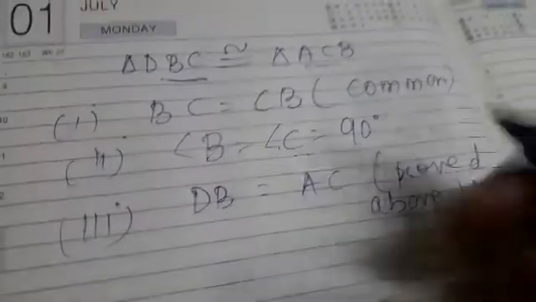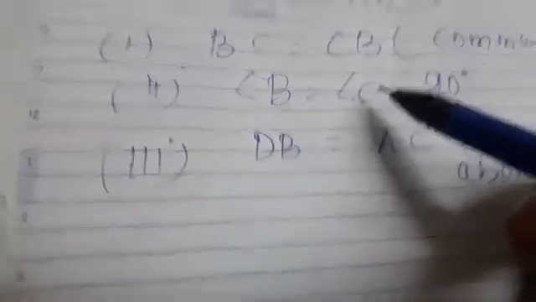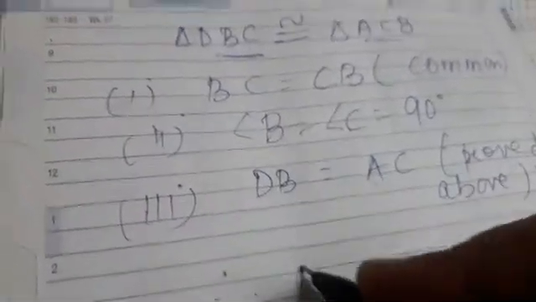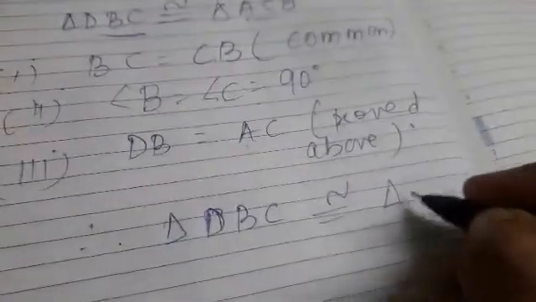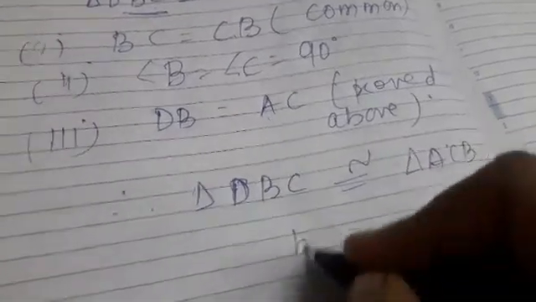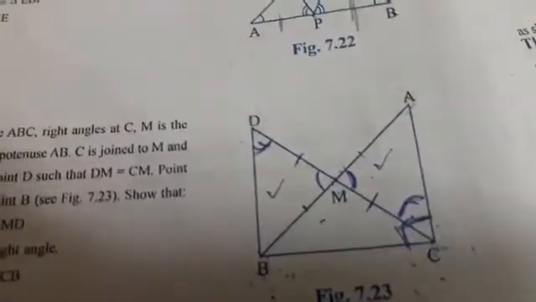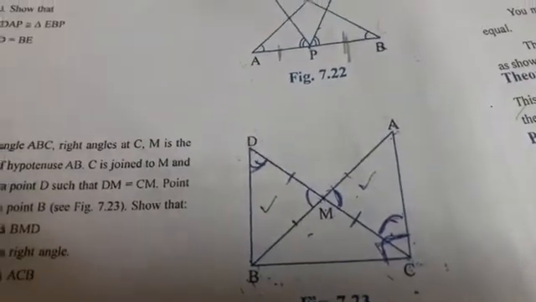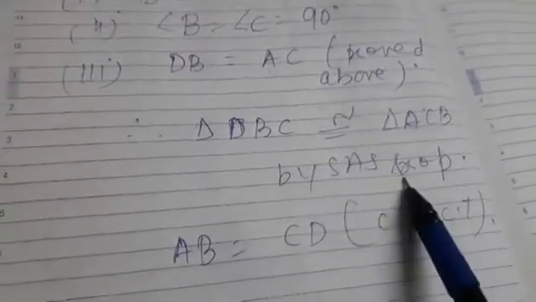Okay. Now as you can see, there are two sides and an angle. Therefore, triangle DBC is congruent to triangle ACB by again which property? SAS property. Now, after proving the two triangles to be congruent, we can write AB is equal to CD. Which reason? CPCT. So this is the third part complete. The triangles are congruent by SAS.